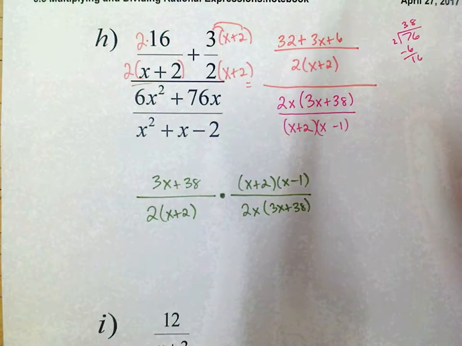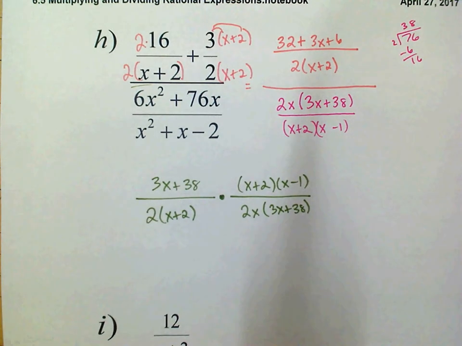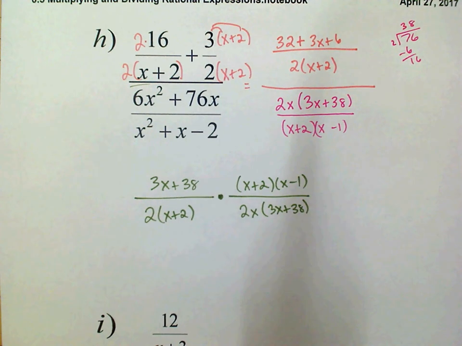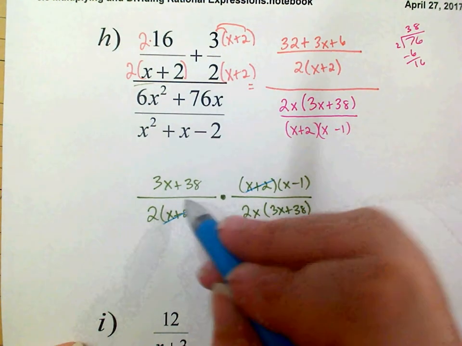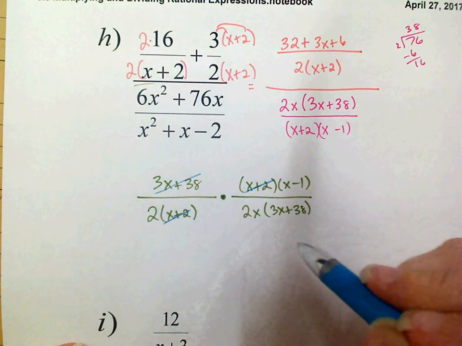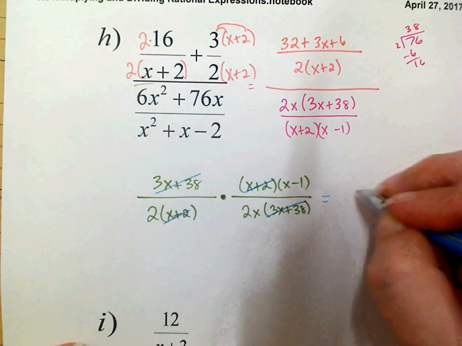Okay, and then I just need to simplify out common terms. x plus 2, x plus 2. There's 3x plus 38 and 3x plus 38. And nothing else simplifies, so I'm left with x minus 1 over 2 times 2x, which is 4x.